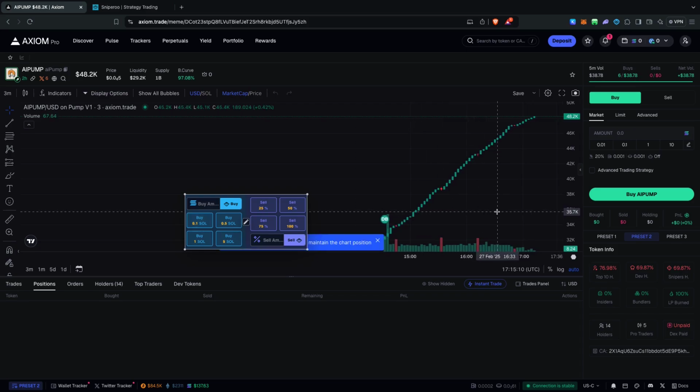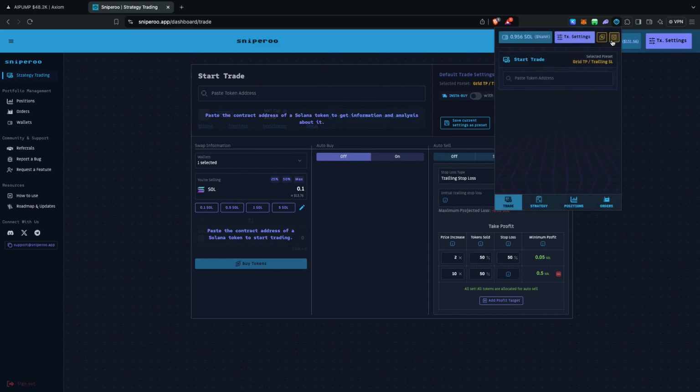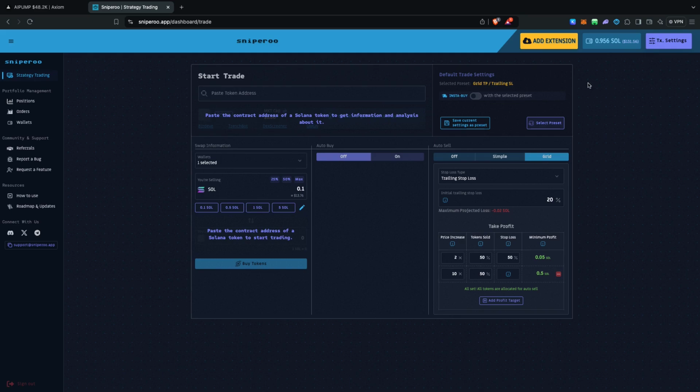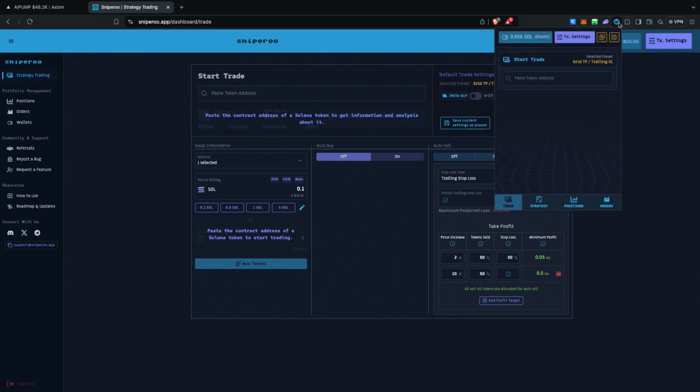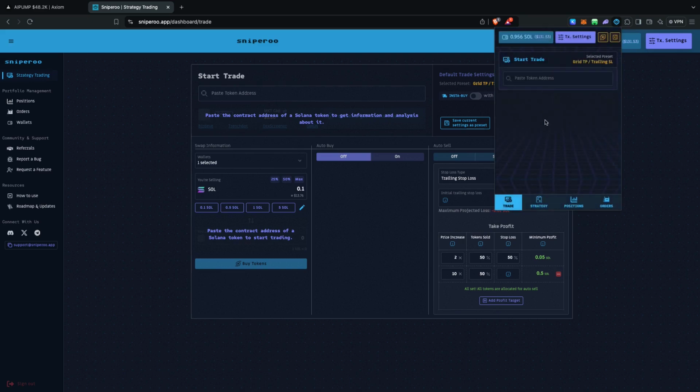So remember, the biggest difference is, do not have your funds on Axiom, have your funds on Sniperoo, because Sniperoo is going to allow you to safeguard your money with trailing stop losses and profit target areas, and you're going to be able to configure them. If you do not have any configurations as far as Sniperoo is concerned, just take a look at my trading strategy.